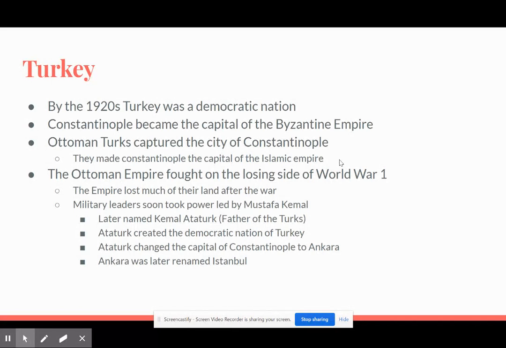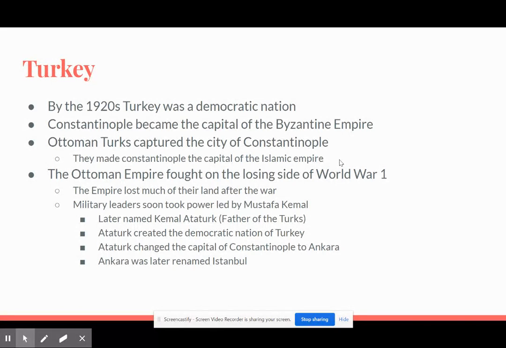We talked about this a lot last week. The empire lost much of their land after the war. Military leaders soon took power, led by Mustafa Kemal. Okay, so he soon became the leader of what we had known as the Ottoman Empire, but later was turned into Turkey.